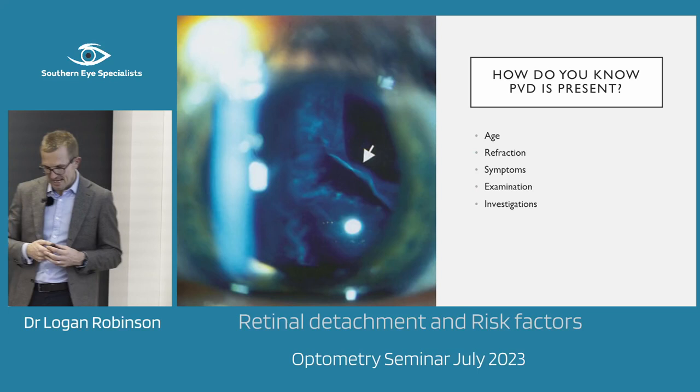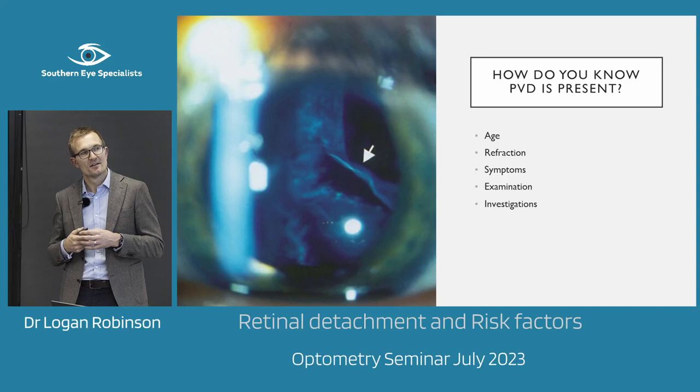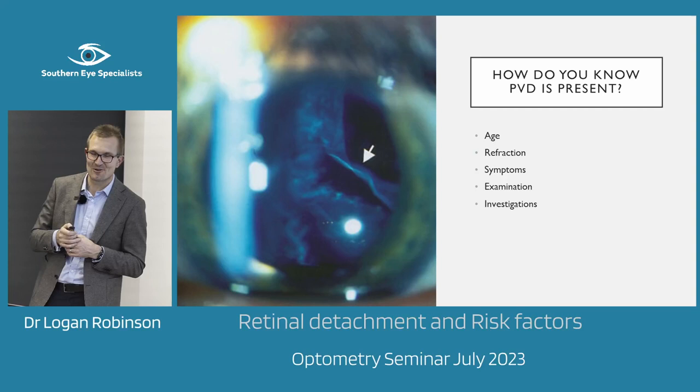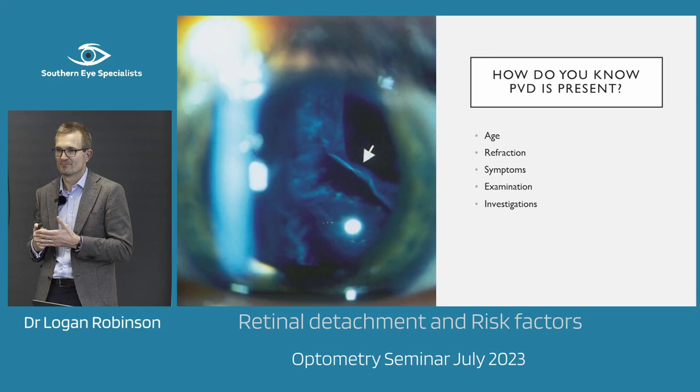So I thought, slightly segueing, how do you know a PVD is even there? Examination is one thing which we'll talk about, but there are some other things that might give you a clue, I suppose. They don't tell you whether it's there or not for sure. So how would age help you know whether there might be a PVD or not?